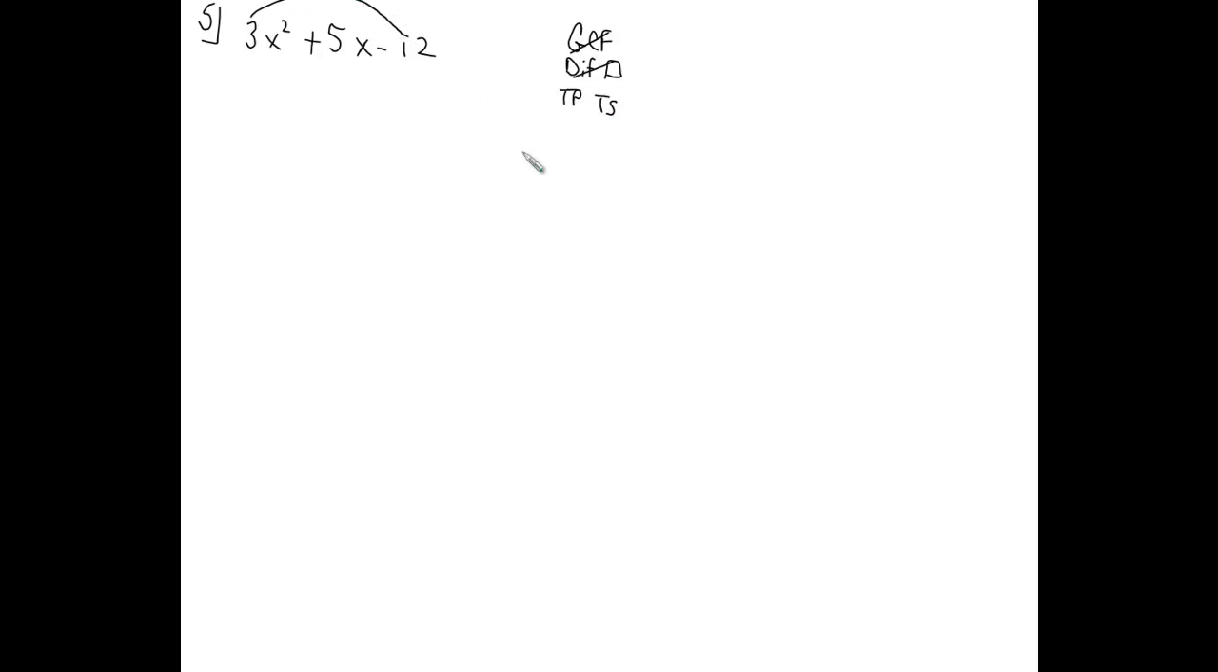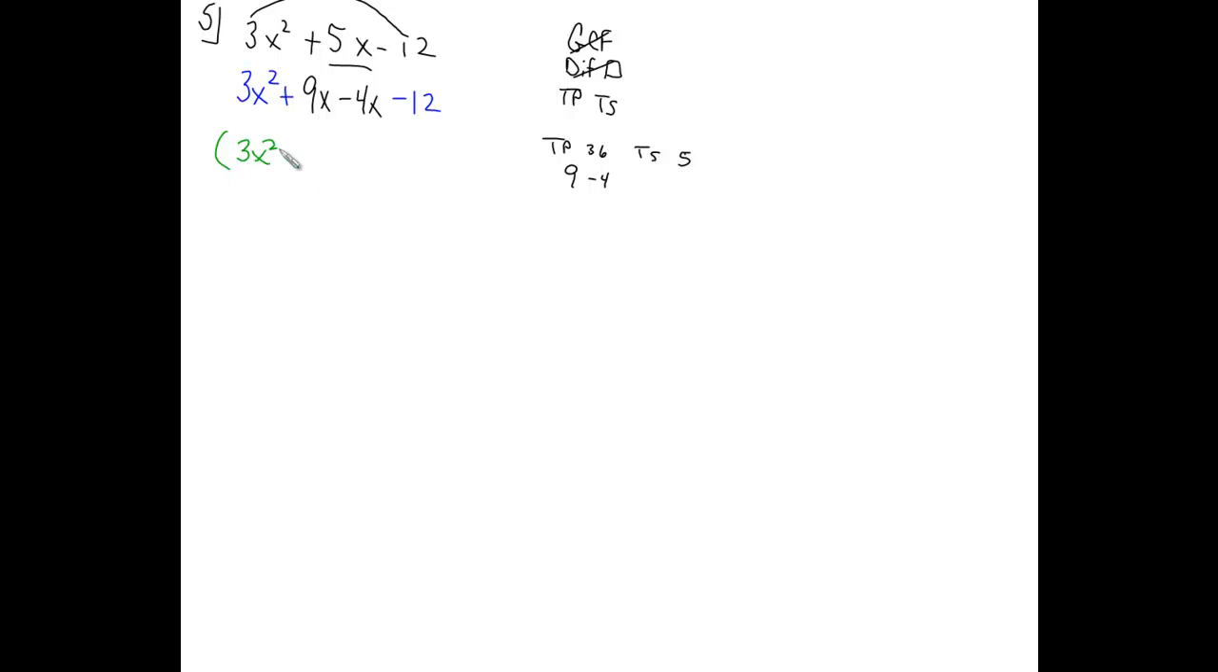The target product is 36. Target sum is 5. So the two numbers that will multiply together to give me 36 but combine to give me 5 are 9 and negative 4. So this is what I'm going to replace 5x with: 9x and minus 4x. Now we factor by grouping.